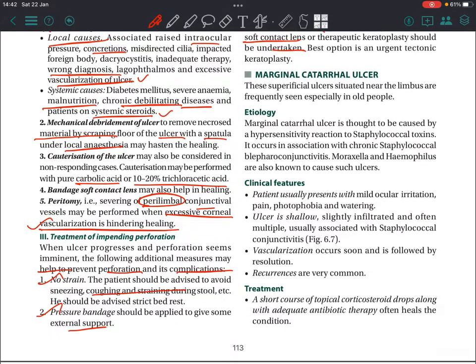Marginal catarrhal ulcer. Marginal catarrhal ulcer is thought to be caused by a hypersensitivity reaction to staphylococcal toxin.